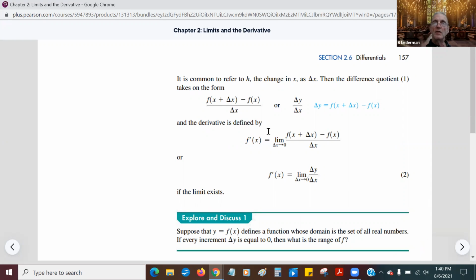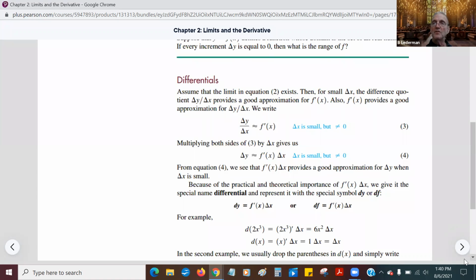And notice that in a derivative, this guy here would be h. Now we're calling it delta x. It's similar, pretty much the same idea. Okay, let's carry on. Now differentials.